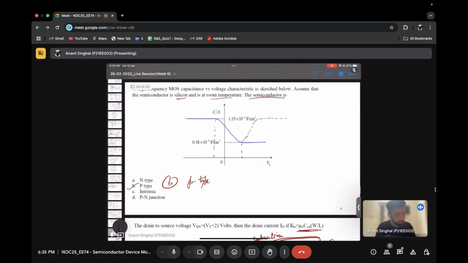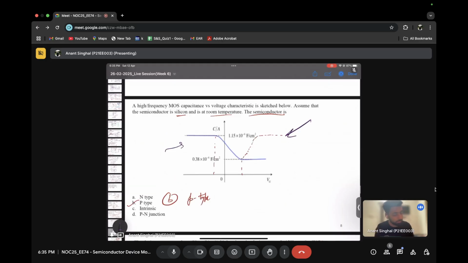So using these, it could come that there is a CV. What is the oxide capacitance? Can you tell what the oxide capacitance is using this quickly? What is the oxide capacitance for this? From this, what should be the oxide capacitance of this particular MOSFET?